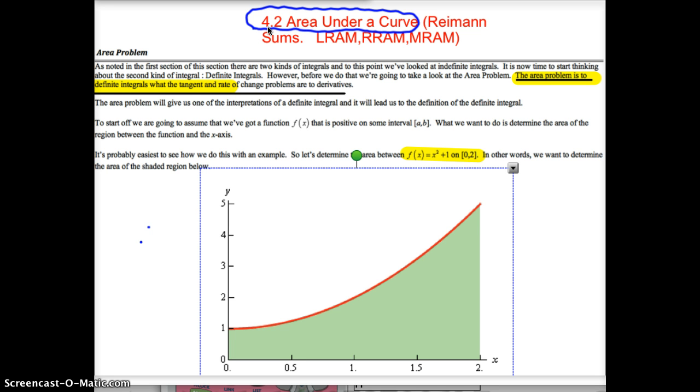Before we can tie in area under a curve to integration, we're first going to estimate the area under a curve using rectangular approximations. A lot of times these are called the Riemann sums, sort of. LRAM stands for left rectangular approximation method, RRAM stands for right rectangular approximation method, and MRAM stands for midpoint rectangular approximation method. And then there's also going to be a trapezoidal one as well.